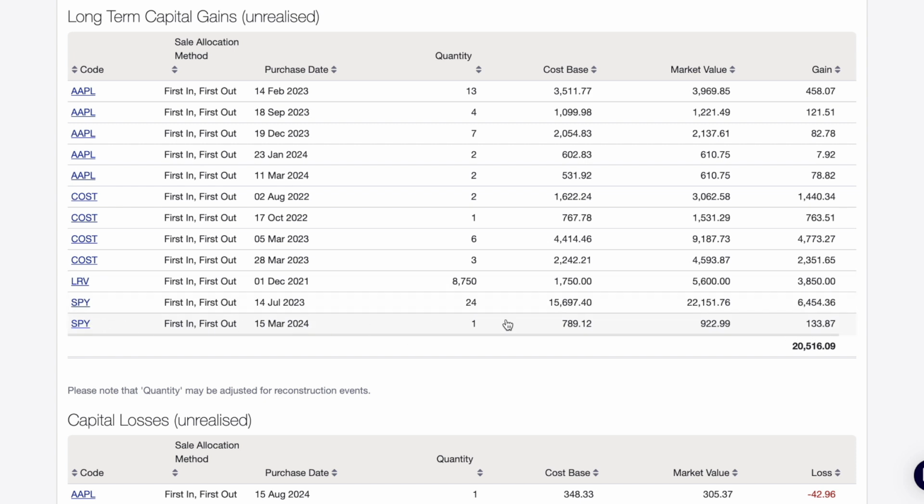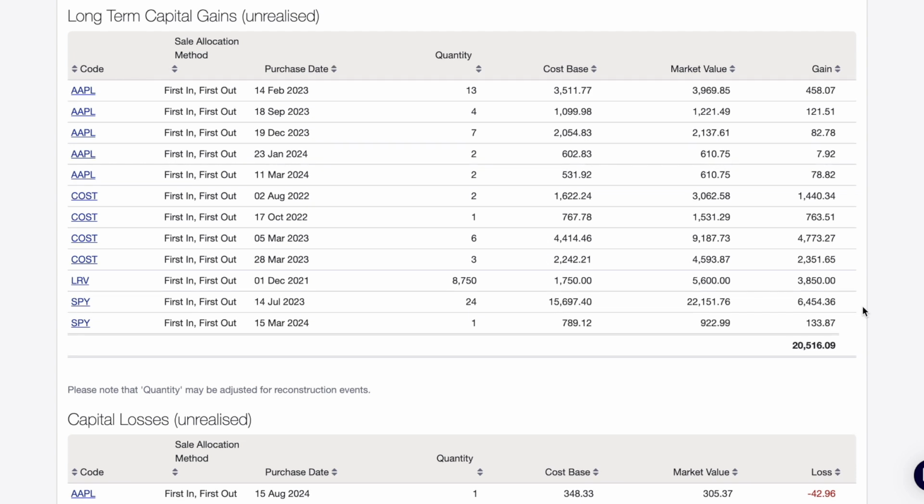So if I want to sell this one share here, I've got $133 of capital gain on that one share. If I want to sell some of these 24 SPY shares here, I just have to simply divide the $6,454 by 24, and that will give me my gain per share, and then times that by how many shares I plan to sell, and that will tell me my capital gains tax exposure for the tax office.